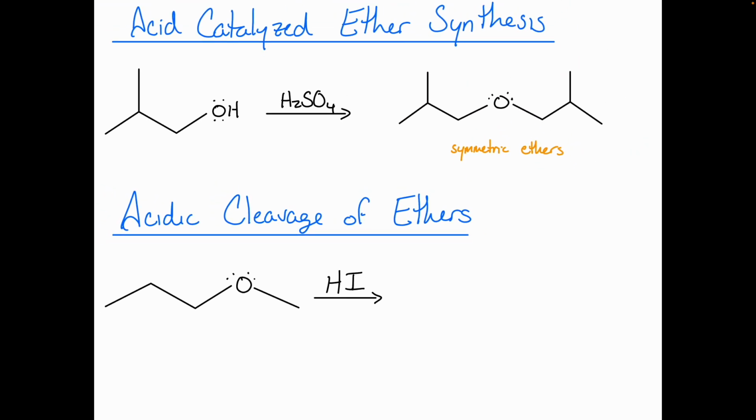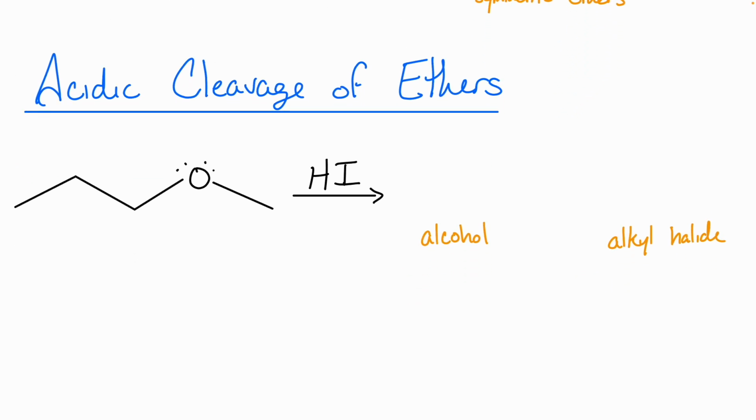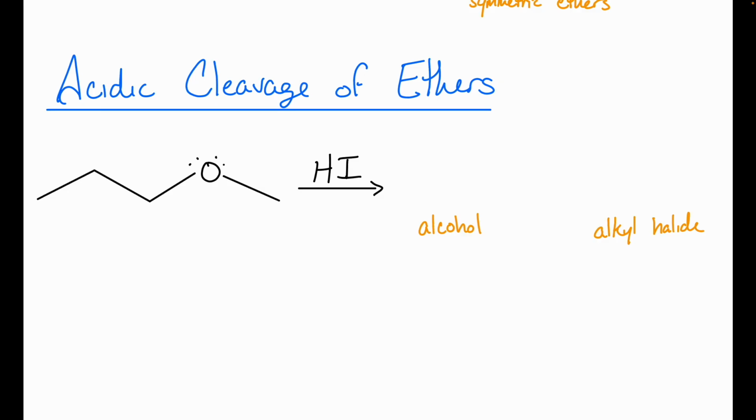When we did our acidic cleavage of ethers, we get these two products, because now we're chopping our ether in half. One of them will be an alcohol, and the other an alkyl halide. We're going to protonate that ether, and then that halide ion is going to play the role of a nucleophile and break this thing apart. It's got to attack one of these carbons here.